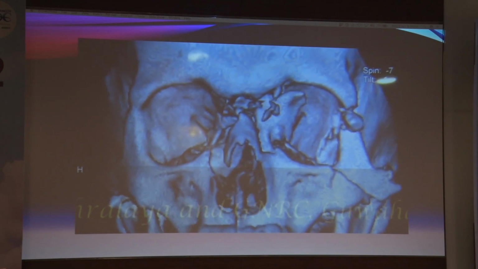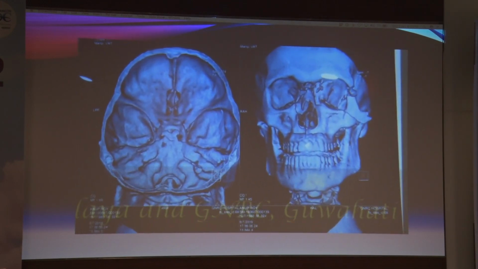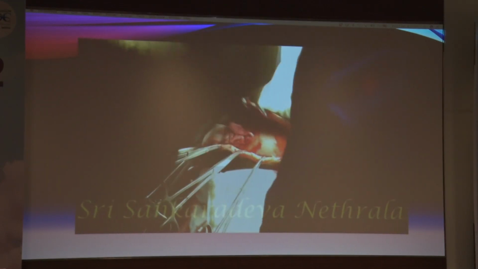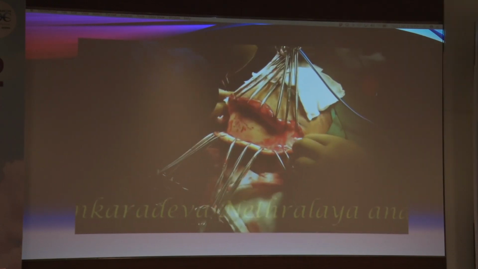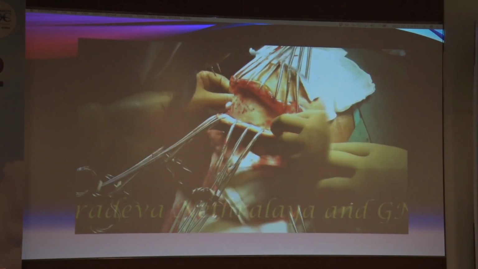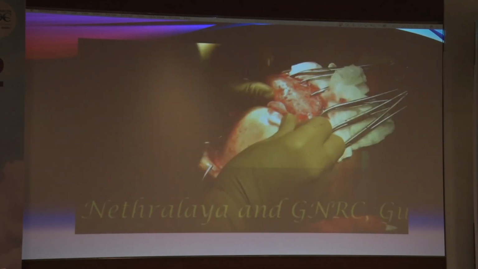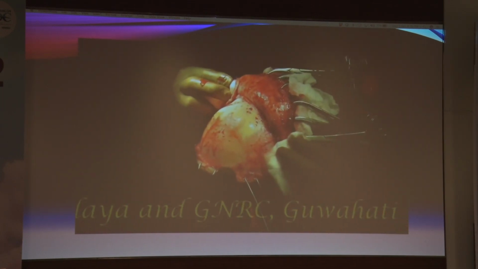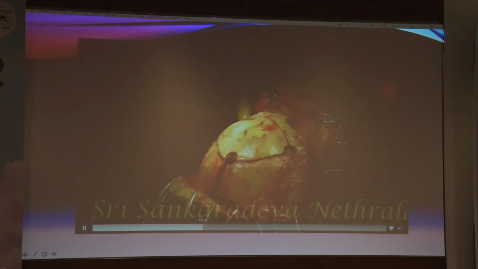So here comes the role of the interdisciplinary approach, where in such a bad case of NOE fracture, you need to do a bicoronal approach, and you need to open up the whole of the orbit, the whole of the superior orbital rim, and along with the neurosurgeon, you need to seal the CSF coming out. And so this is the role of an interdisciplinary approach, where two surgeons, the neurosurgeon and the ophthalmologist, work simultaneously together to manage the situation.